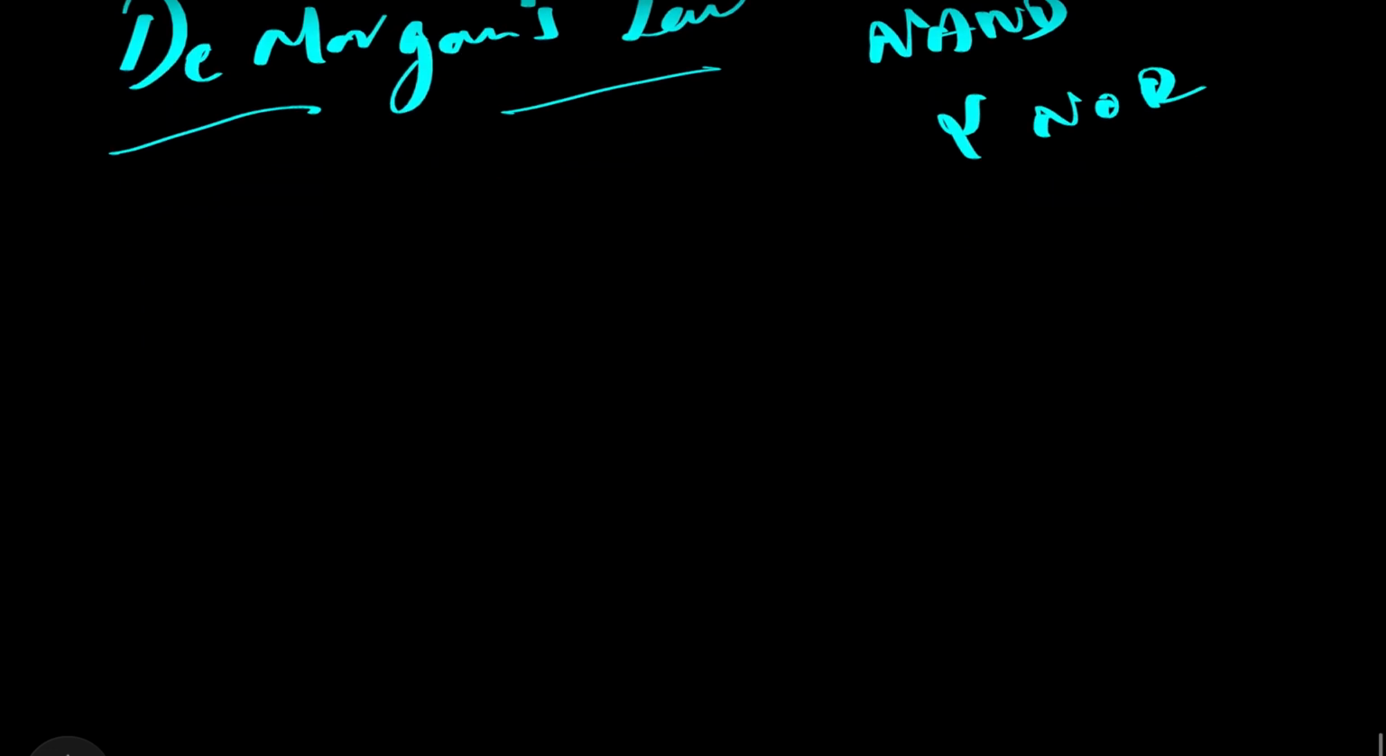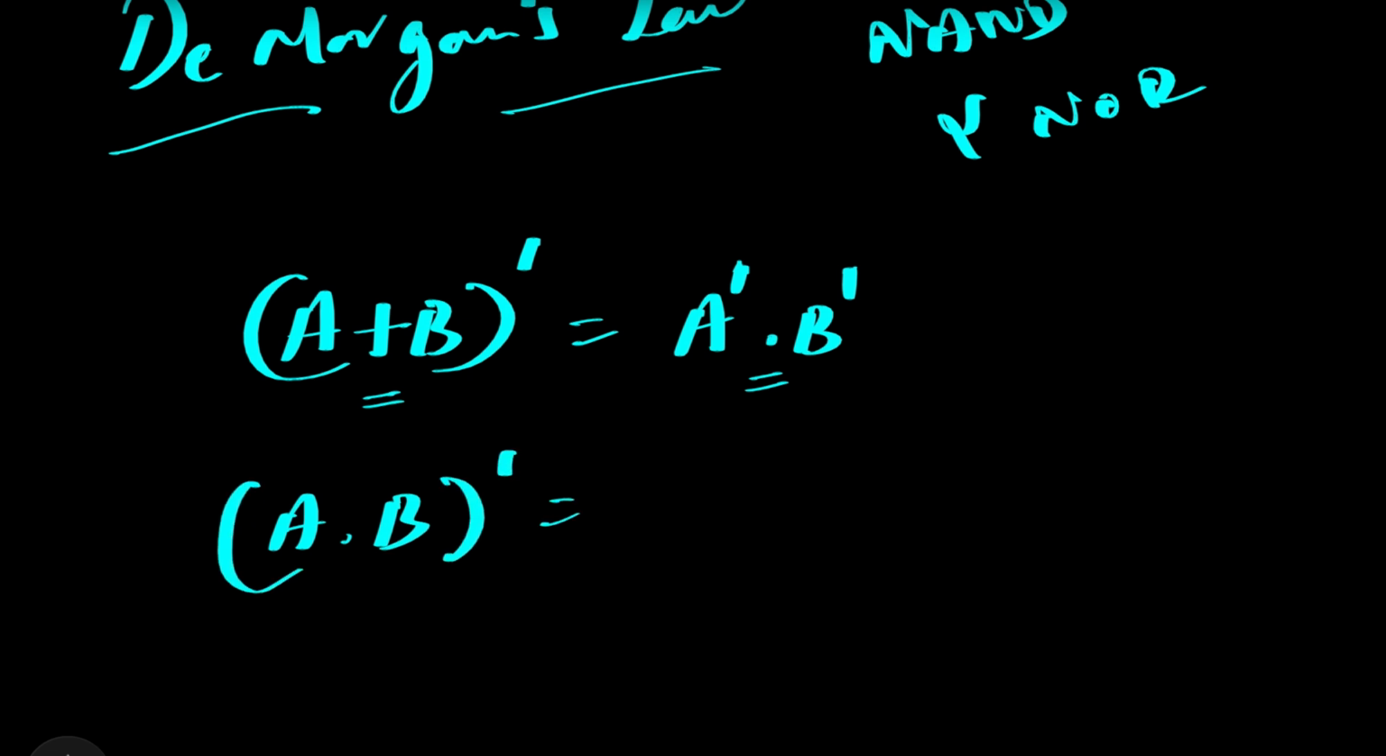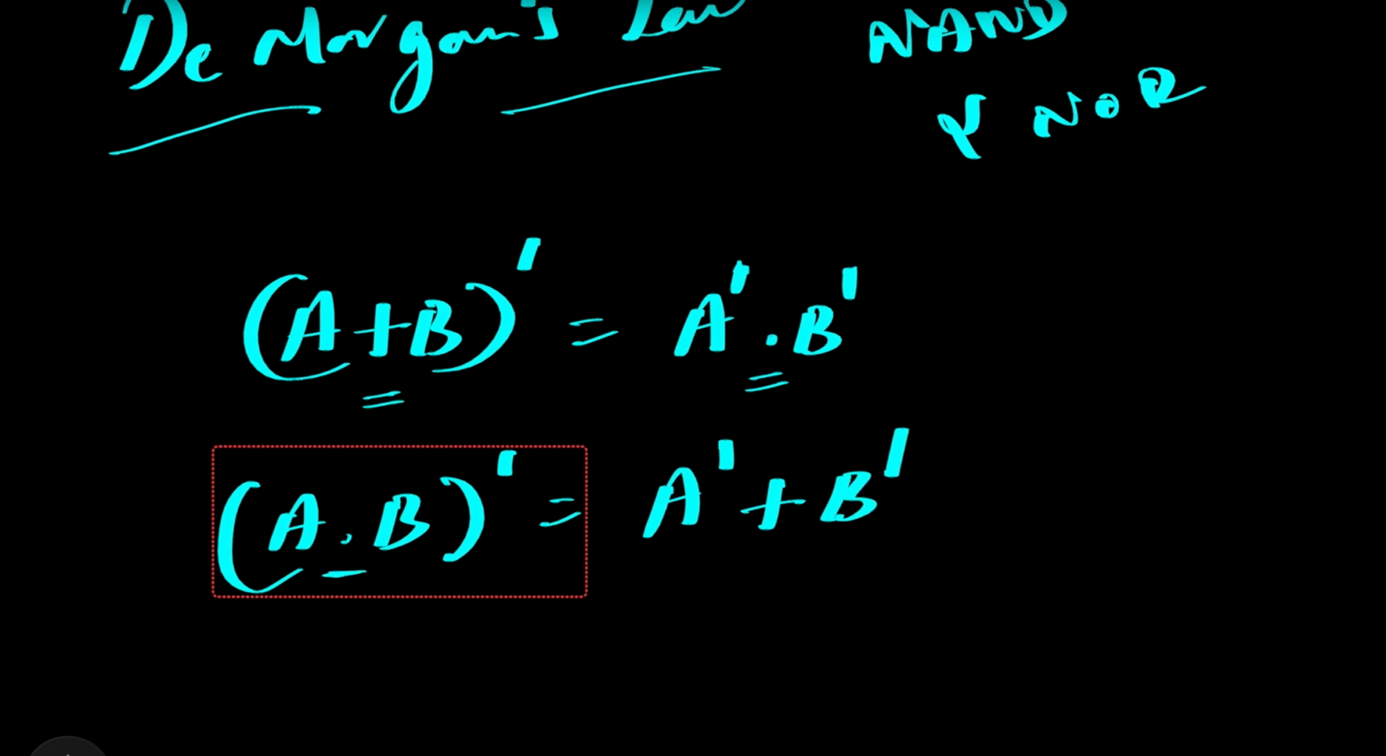For that, remember De Morgan's law: (A plus B) whole dash is equal to A dash dot B dash. Here we have an addition operator, and here a multiplication, the dot operator. So even with the addition, the resultant would be the product. This is how De Morgan's law works. The other law is: (A dot B) whole dash is equal to A dash plus B dash. Again, here we have a product, here an addition.